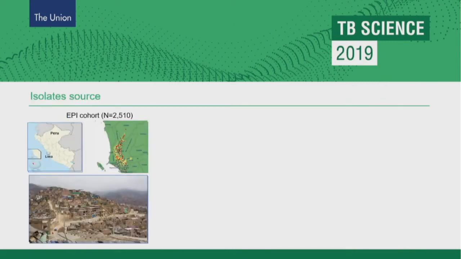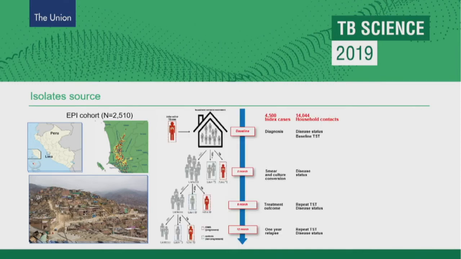The study isolates of this analysis are from two sources. One is about 2,500 isolates from a cohort study conducted in Lima, Peru between 2008 and 2012. In that cohort study, we identified incident TB cases as index cases, and we enrolled their household contacts. In total, we enrolled 4,500 index cases and 14,000 household contacts. We followed index cases for treatment outcomes, and we followed household contacts for TST conversion or secondary incident cases.